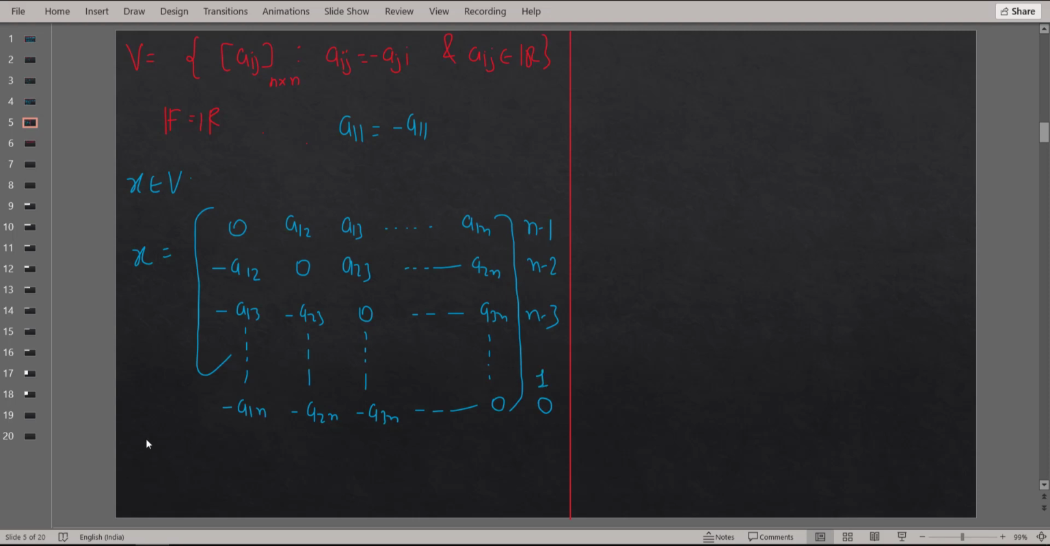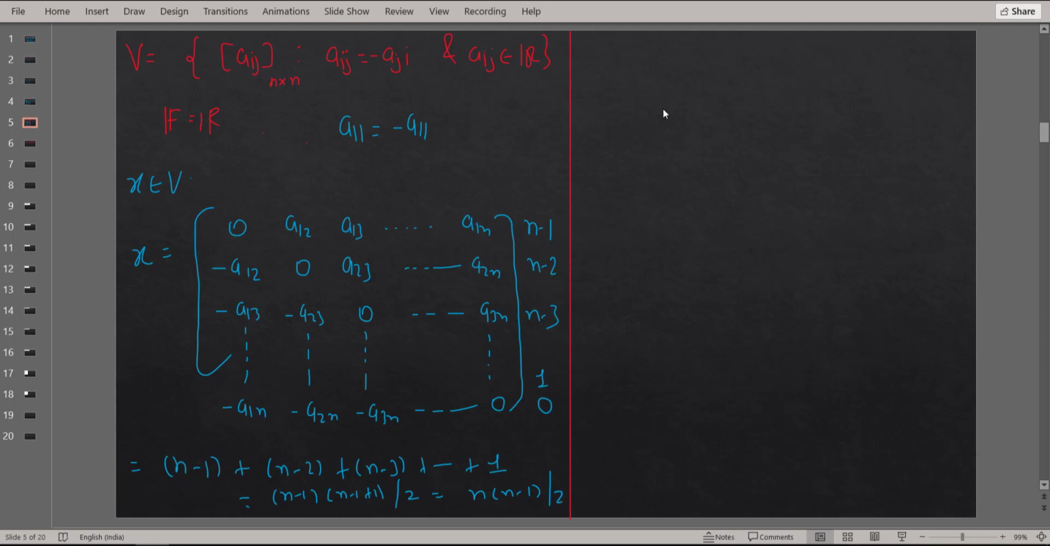Now count the number of unknowns. Here the number of unknowns is (n minus 1) plus (n minus 2) plus (n minus 3) plus so on plus 1, up to n minus 1 terms. So we know that the sum of n natural numbers is n(n plus 1)/2. So the sum of n minus 1 natural numbers will be (n minus 1)(n minus 1 plus 1)/2. So it will become n(n minus 1)/2.